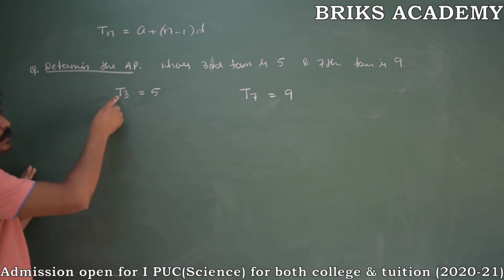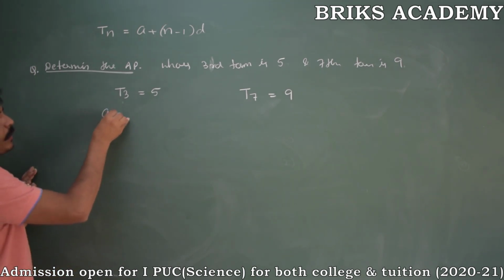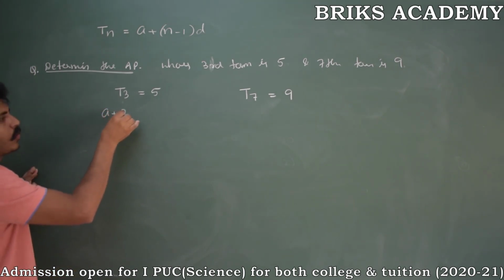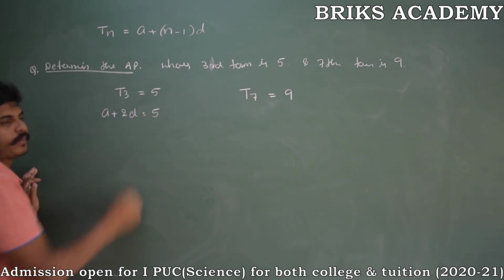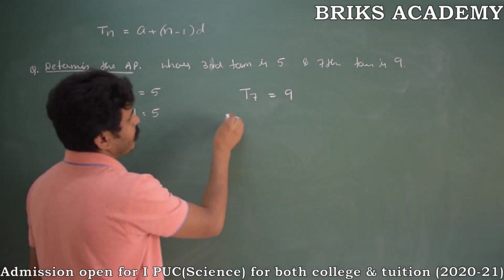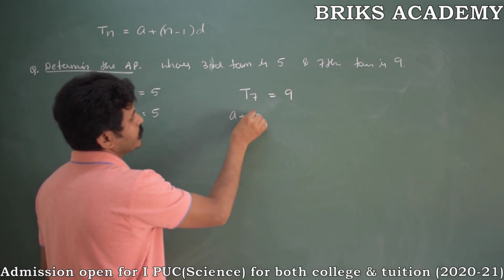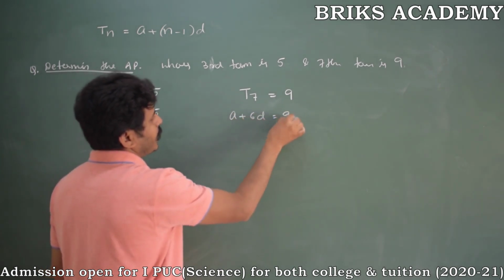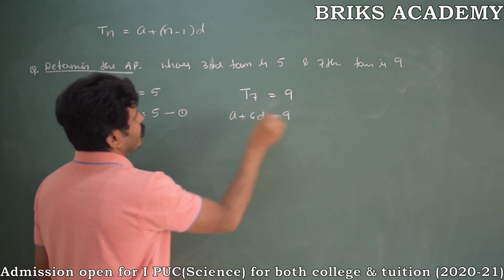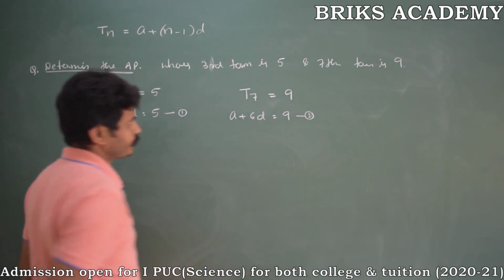Can you tell me the third term formula? a plus (3 minus 1) 2d, that is a plus 2d. Is it equal to 5? Can you tell me the 7th term formula? a plus 6d. Is it equal to 9? I will call this equation 1 and this equation 2.